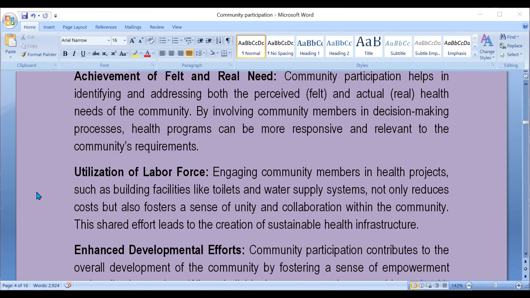Let's say it's a toilet that is about to be built for them. The youth might volunteer to dig the ground for the toilet. And when they have contributed their energy in establishing that facility, that toilet, they will protect it. They won't allow it to be messed around or vandalized. That is the utilization of labor force.